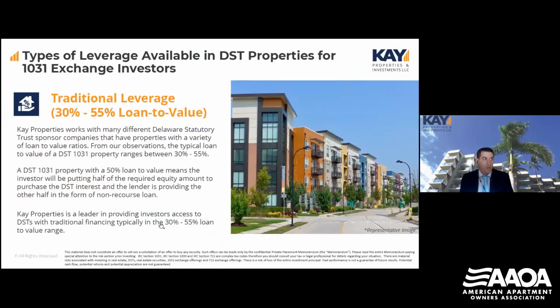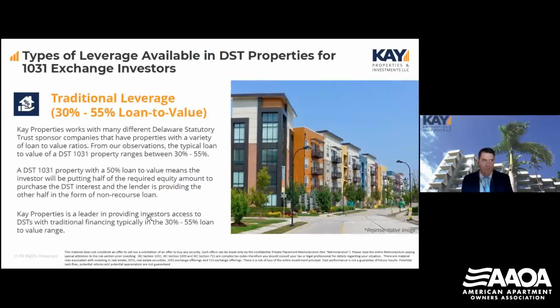So in a traditional leverage, 30 to 55% loan to value, K Properties works with many different Delaware statutory trust sponsor companies that have properties with a variety of loan to value ratios. From our observation, the typical loan to values of DST 1031 properties range from 30 to 55%. There are DSTs on either end of that. I would say that it's definitely true that the vast majority are going to fall within that number, though.